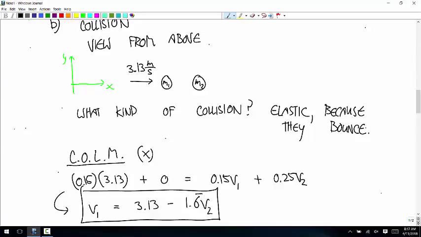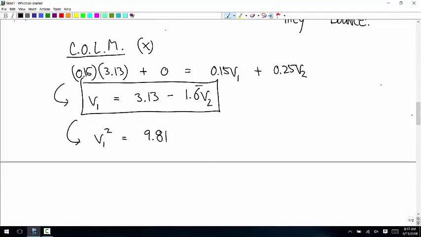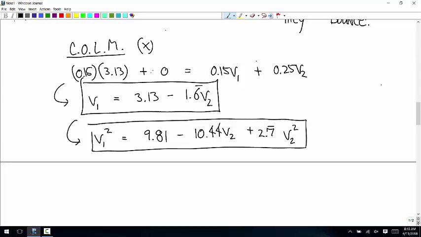Gotcha. Cool. And what's 3.13 times 2 times 3.13 times 1.6 repeating? I'm just trying to FOIL this out. 10.44 V2, and then what's 1.6 repeating squared? 25/9 V2 squared. Okay. So let's call this equation star. This is the one we're going to really substitute in.